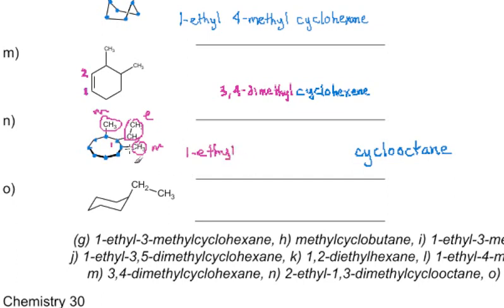Now, if we go clockwise, we get 2, 3, 4, 5, 6, 7, 8. We would get 2,8-dimethyl. If we go the other direction, this is symmetric, so you know what's going to happen here. 2, 3, 4, 5, 6, 7, 8. We still get 2,8-dimethyl, so it doesn't matter which direction you do your numbering. This name is inevitable.